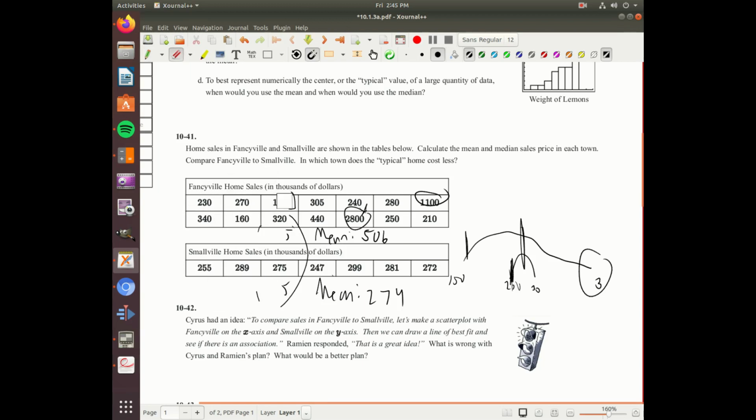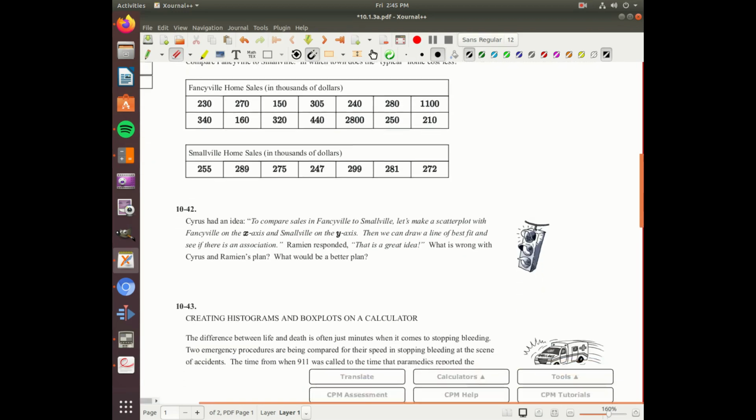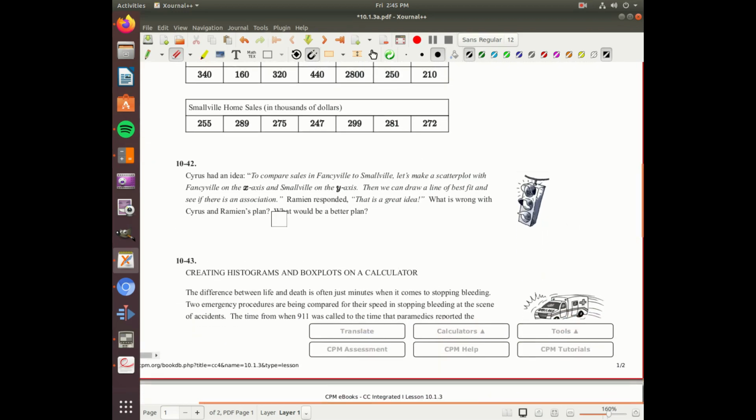It's kind of like that example I was talking about with Bill Gates having $5 billion. It doesn't really help us as far as the average goes unless we're Bill Gates. Then all of a sudden, having $5 billion is awesome, but otherwise it doesn't matter. So Cyrus has an idea. He wants to compare Fancyville and Smallville's sales like this.